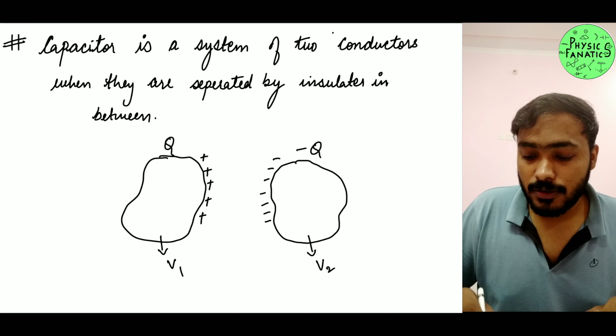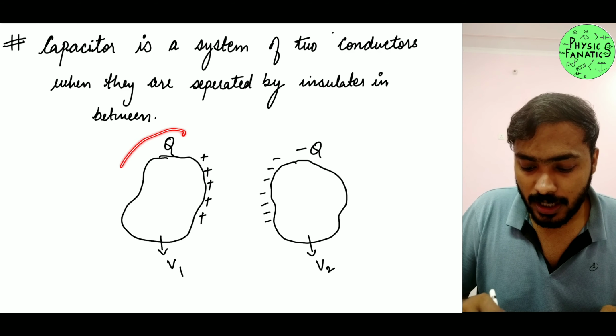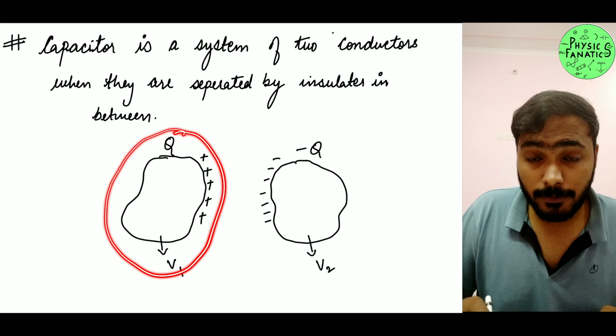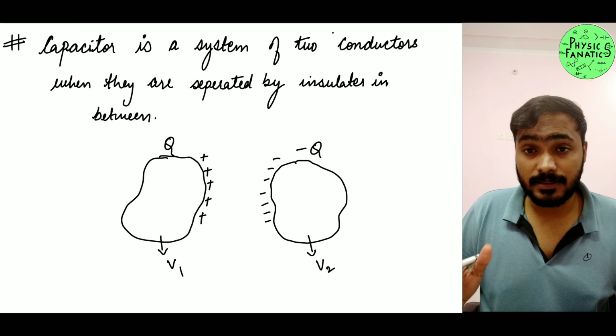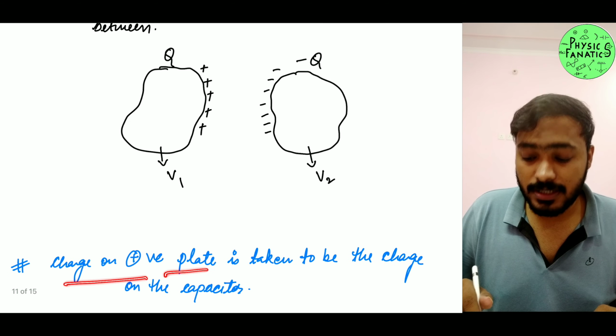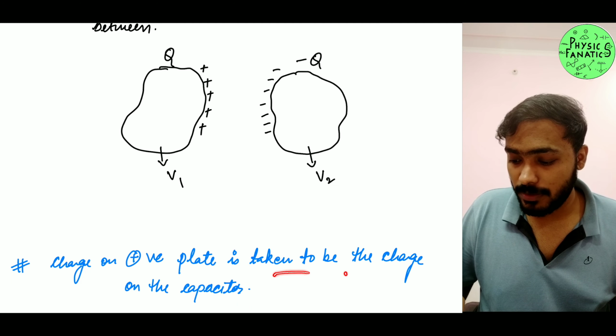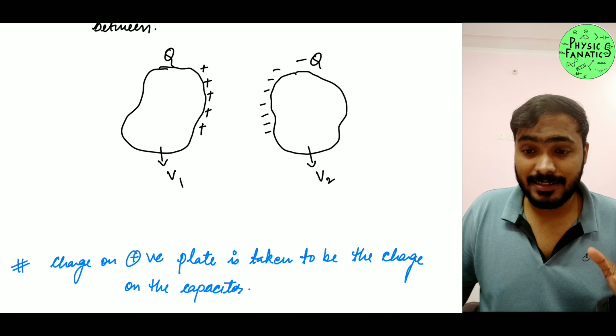Okay, great. You have to understand one thing here. Whatever charge I give to my positive plate, I say that is the charge on my capacitor. That is how we define it. So the charge on your positive plate is taken to be the charge on the capacitor. Is that a yes or no? I hope that is understandable.